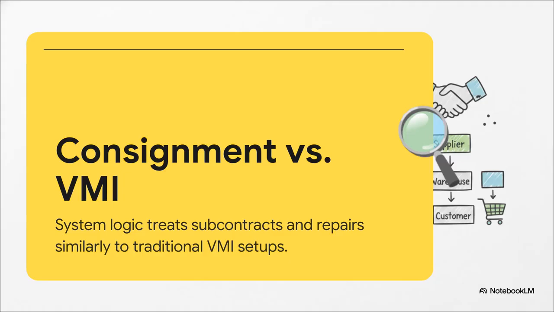Okay, first things first, let's clarify exactly what we mean when we say consignment in this context. Now, while only two of our scenarios are what you'd call classic vendor-managed inventory, or VMI, all four of these use the exact same functional tracking logic in the system. Some purists out there might argue that subcontracting or product repairs aren't technically consignment, but hey, from a system configuration standpoint, they share the exact same conceptual DNA.